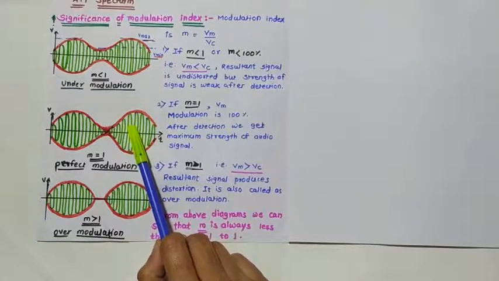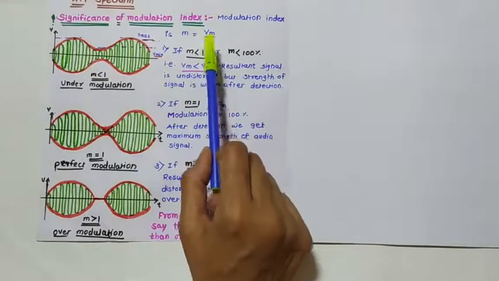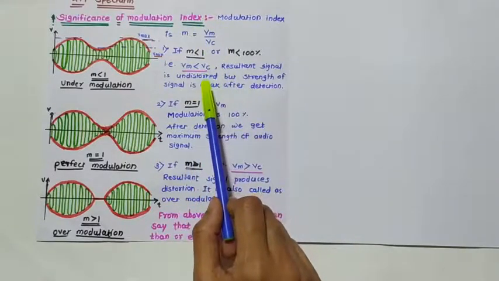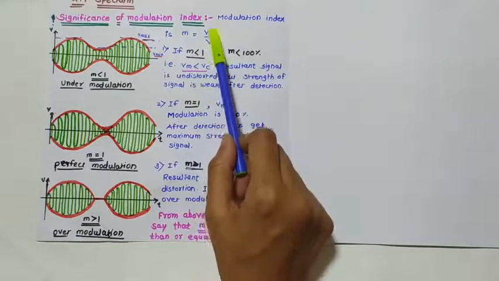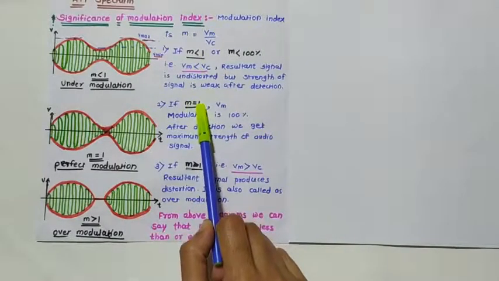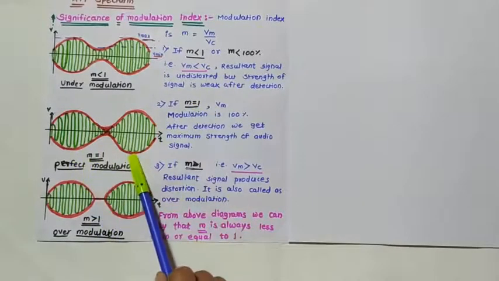Now in the second part, the ideal condition for amplitude modulation is when the amplitude of the carrier, Vc, is equal to the amplitude of the modulating signal. At that time, when both are equal, m is equal to 1, meaning the modulation index is equal to 1. This is called perfect modulation.